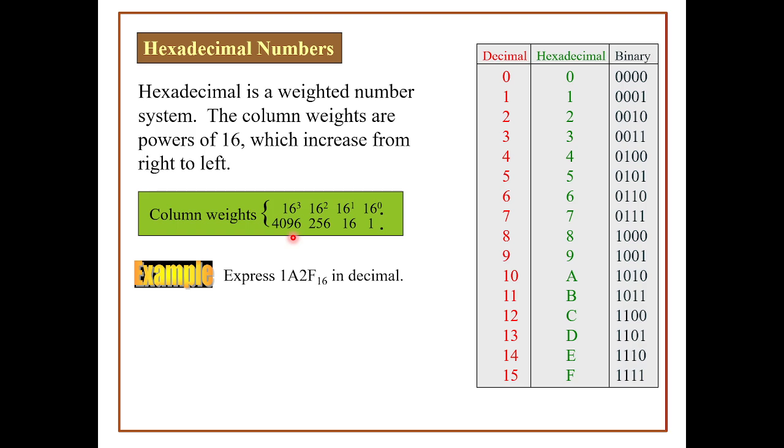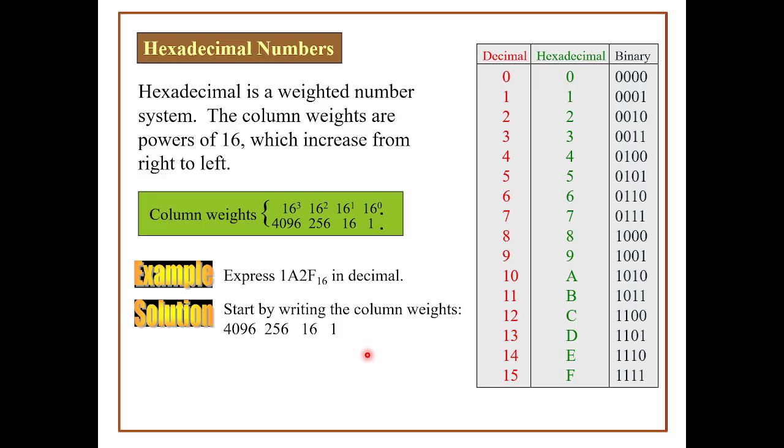So for example, express 1A2F in hexadecimal in decimal. Solution: start by writing the column weights. So we have 4096, 256, 16 and 1. And then I represent the digits: 1, A, 2, and F.